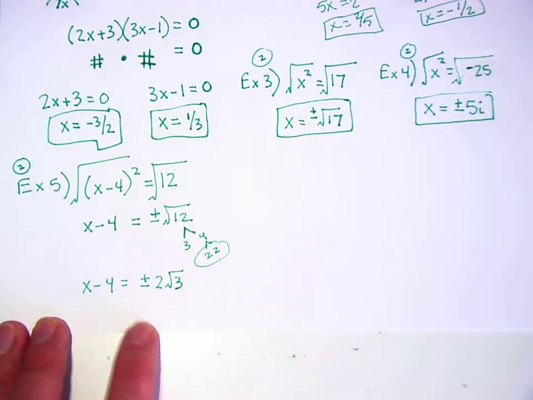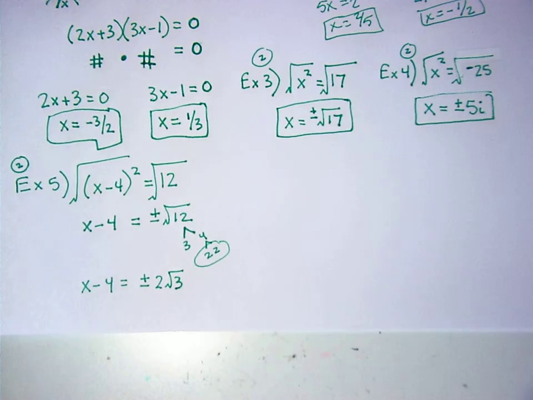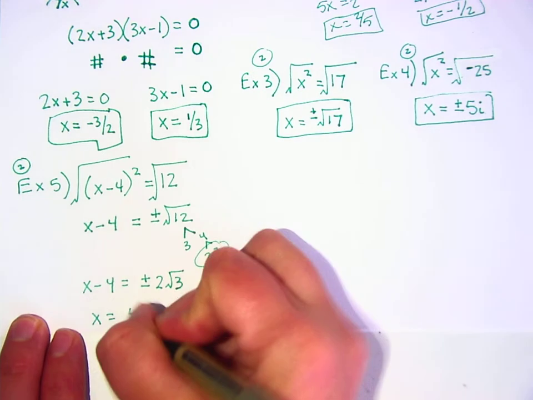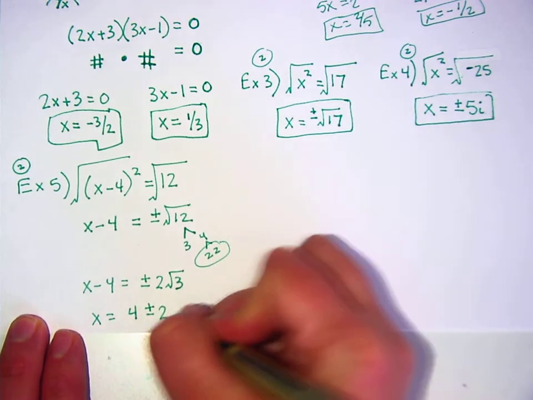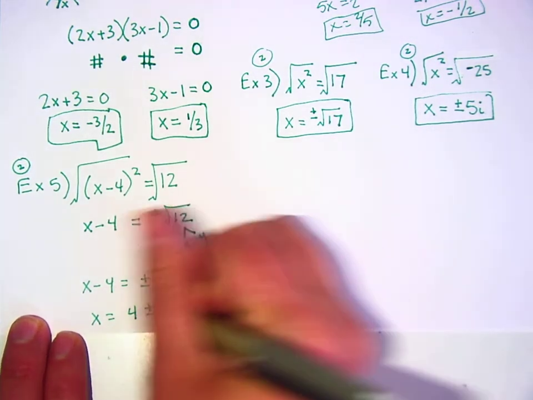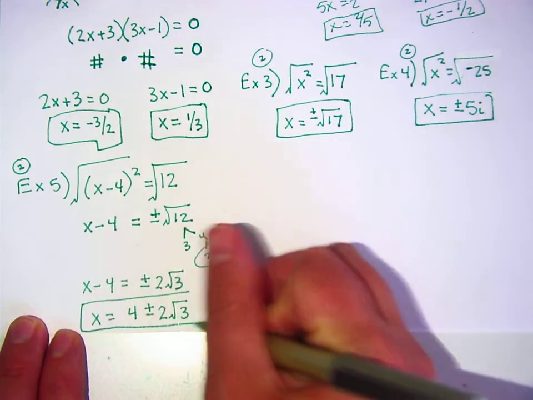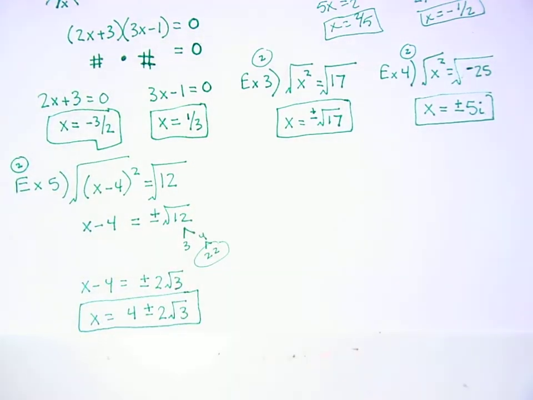And now I'm not quite done because I want to get the x by itself. So how do I move that final bit over? So this is x equals 4 plus or minus 2 times the square root of 3. Great job. Get a prize.